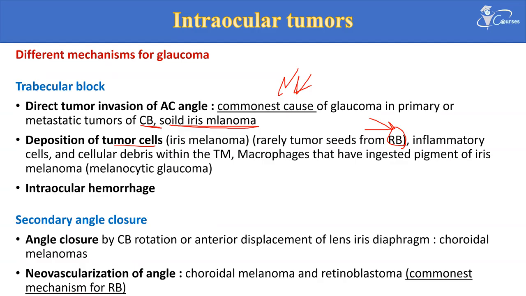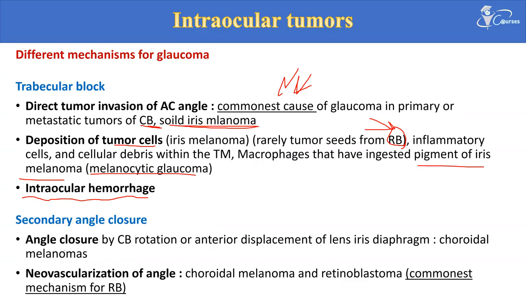Inflammatory cells and cellular debris within the trabecular meshwork, macrophages that ingested the pigment of iris melanoma, that's what's called melanocytic glaucoma. In melanocytic glaucoma, macrophages ingest the pigment of iris melanoma and deposit it into the trabecular meshwork. Or it can be due to intraocular hemorrhage, as I'm going to show you right now.